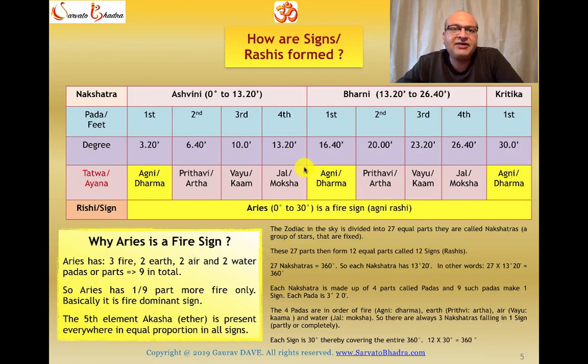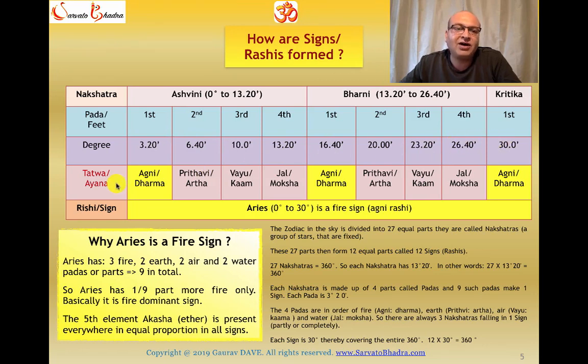So here in this slide, we will learn about how signs are formed by nakshatras. We have magnified that small section and we are seeing it. Why Aries is a fire sign. There is nakshatra number 1, Ashwini, from 0 degrees to 13 degrees 20 minutes. Then we have Bharani, 13 degrees 20 minutes to 26 degrees 40 minutes. And then we have Kritika from 26 degrees 40 minutes to 30 degrees, completing the sign Aries. These are the 4 padas of nakshatras and their respective degrees are mentioned here.